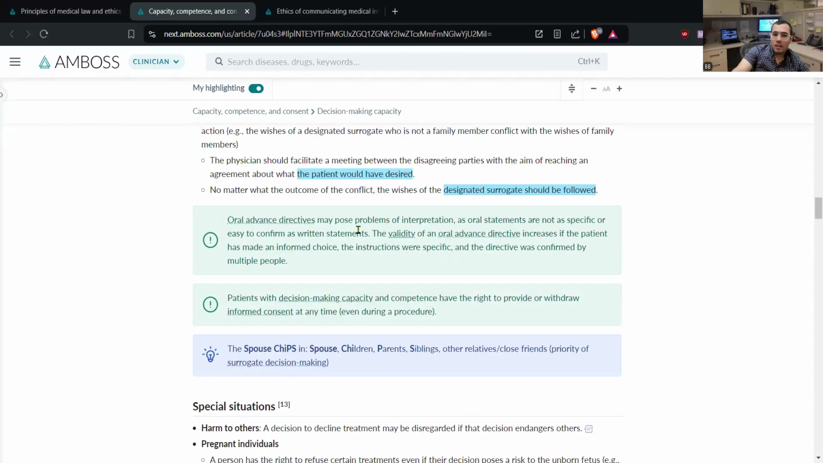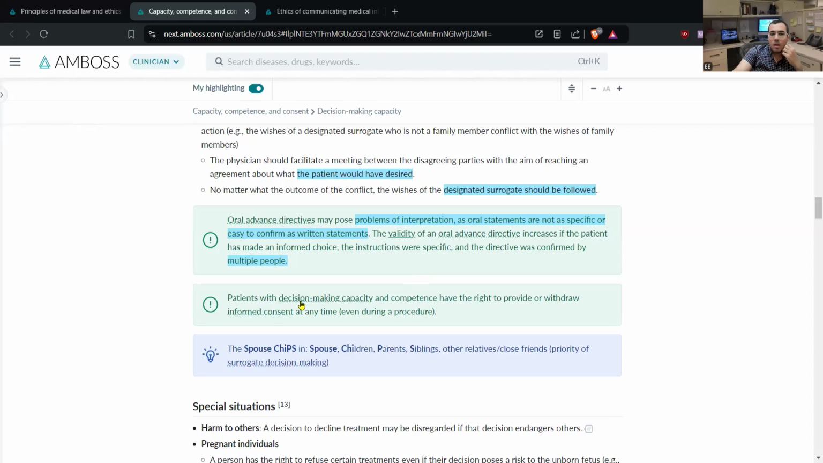Oral advance directive may pose problems of interpretation, as oral statements are not as specific or easy to confirm as written statements. So the validity of an oral advance directive increases if the patient has made an informed choice, the instructions were specific, and the directive was confirmed by multiple people. Yes, he told us that he doesn't want to be on prolonged tube feeds, and this is what he said in his oral advance directive. So all roads lead to Rome.